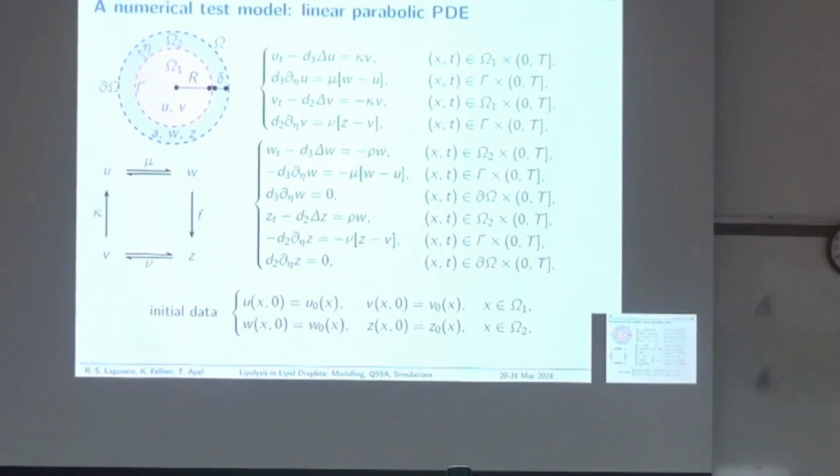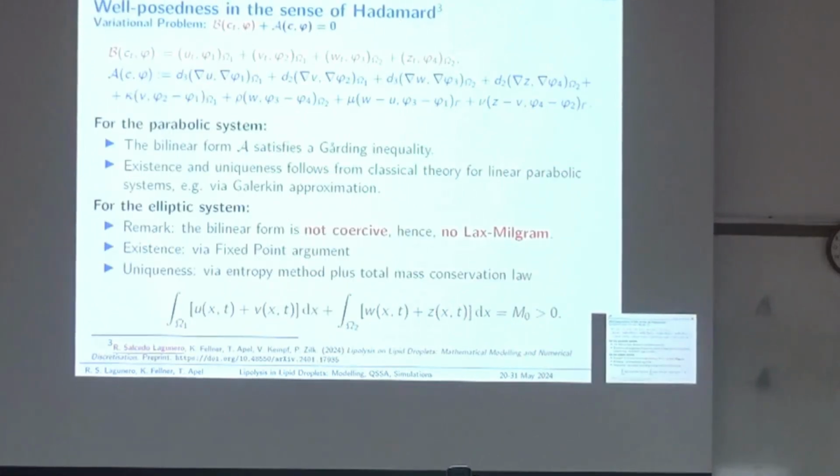And then I have a kappa, which is the linear feedback. And then rho W, which is the first order Michaelis-Menten. So it's just a linear term. Of course, this reaction diffusion system is coupled with some initial data. And we were able to prove, of course, well-posedness, which is existence, uniqueness, and continuous dependence of solutions to initial data for the parabolic system via classical theory. So we used the numerical approximation.